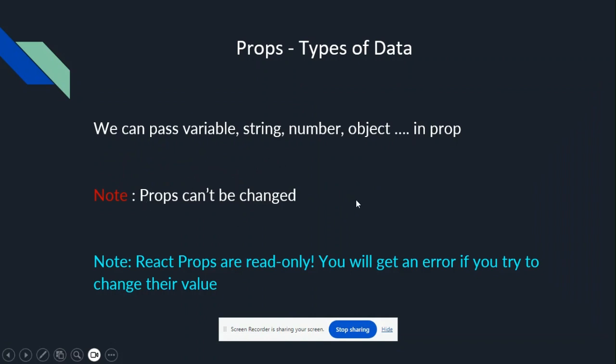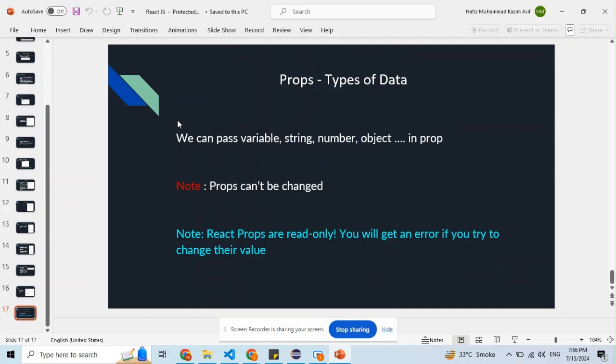This is one of the most commonly asked questions in React interviews: we can change the value of the state, so can we change the value of the prop as well? Or, what is the difference between state and props? Mainly, we can change the value of the state, but we cannot change the value of the prop. Props are read only. We will get an error if we try to change the value of a prop.